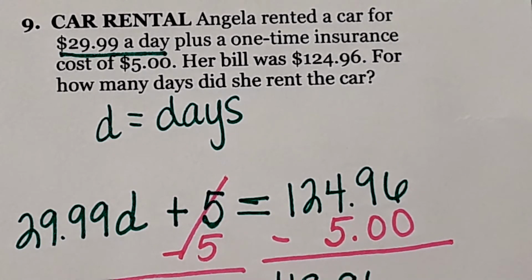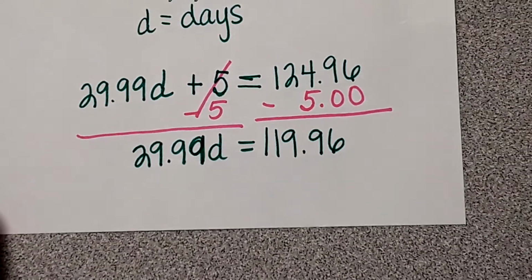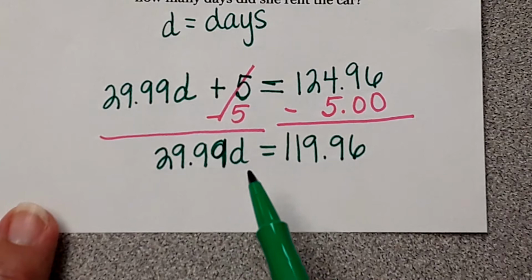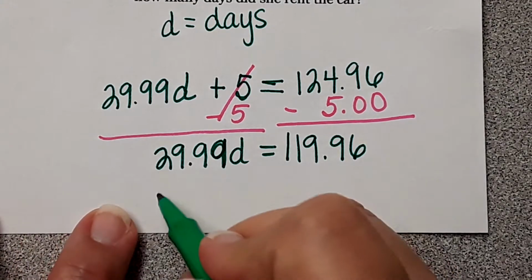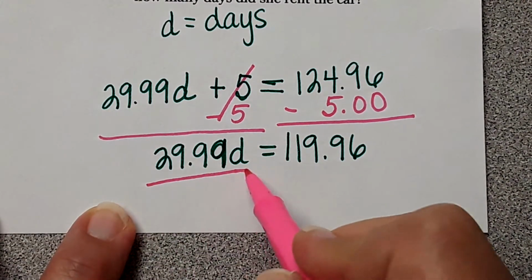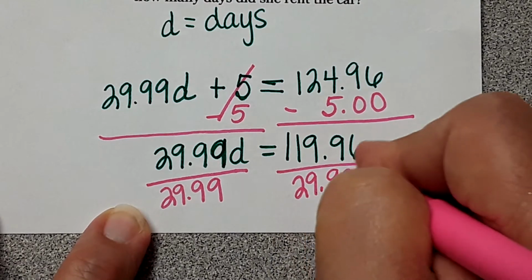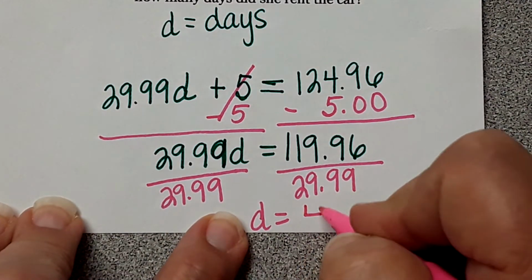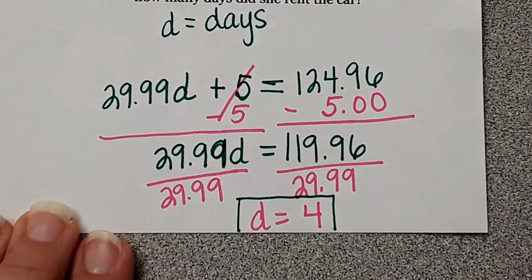So what type of problem is this? A number in front of a letter. Oh, I'm sorry. That means they can't see it. Okay. So now what am I going to do here? It's already being multiplied, so we are going to divide. And you should have gotten 4. So how many days did Angela rent the car for? 4 days. She rented it for 4 days.